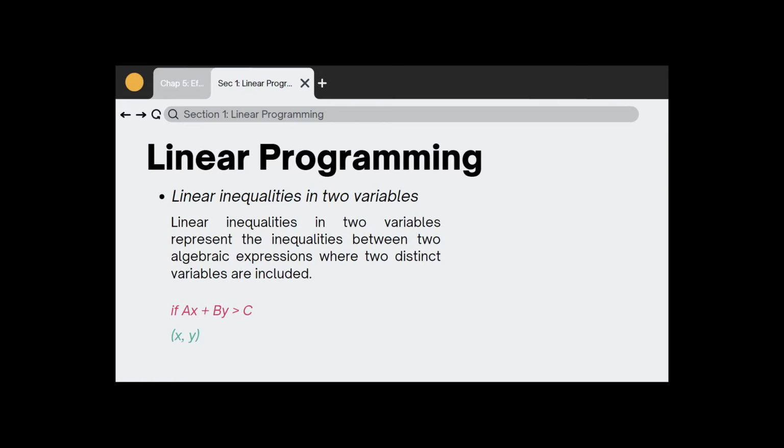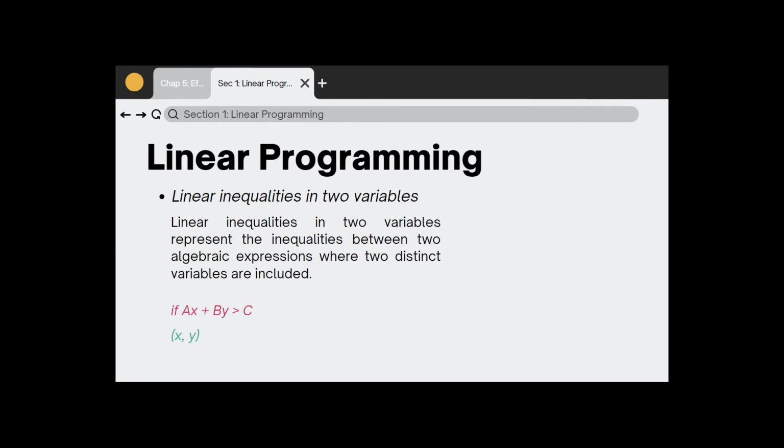Linear inequalities in two variables represent the inequalities between two algebraic expressions where two distinct variables are included. In linear inequalities in two variables, we use greater than, less than, greater than or equal, and less than or equal symbols instead of using the equal to symbol.